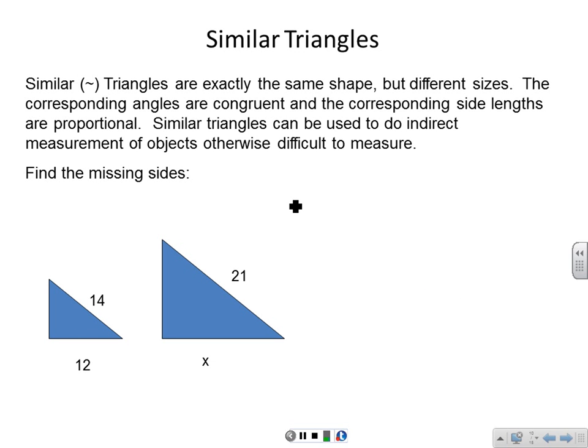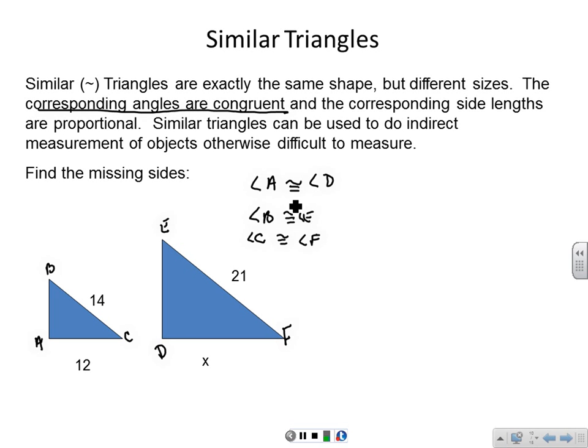So for example, if we had triangle A, B, C and triangle D, E, F. Since these two triangles are similar, angle A is congruent to angle D, and that would be your congruent symbol. That just means that they're the same angle, so they would both be 90 degrees. Angle B is congruent to angle E, and angle C is congruent to angle F. So corresponding angles are congruent and corresponding side lengths are not congruent but proportional.